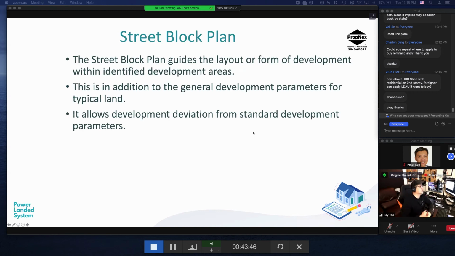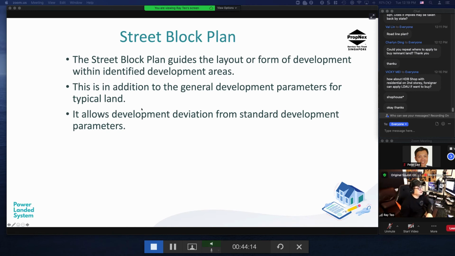Also not very important. I introduce to you the street block plan. What is a street block plan? It guides the layout and form of development within identified development areas, in addition to the general development parameters for typical land. Basically, what does it mean? Just now I gave you a table of standard development parameters, like setback 7.5 meters from the front, 2 meters from the side. Those are standard development parameters.